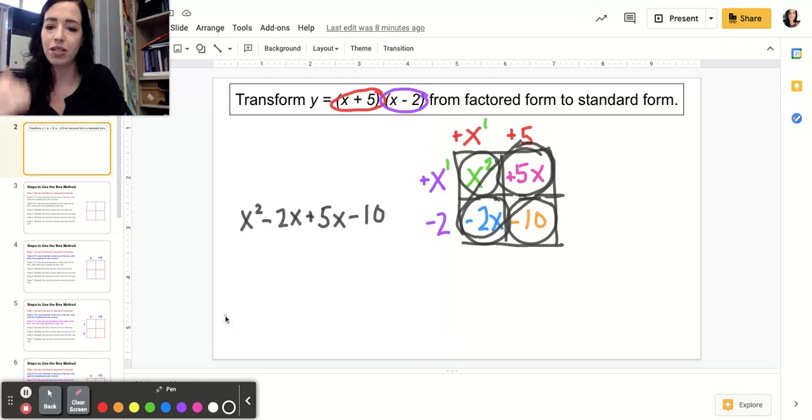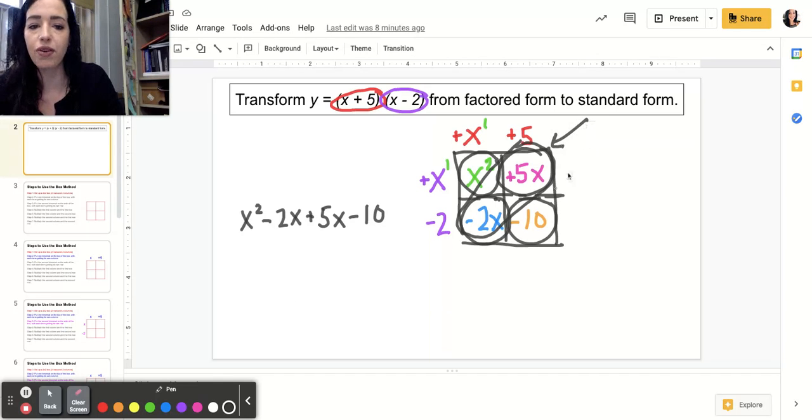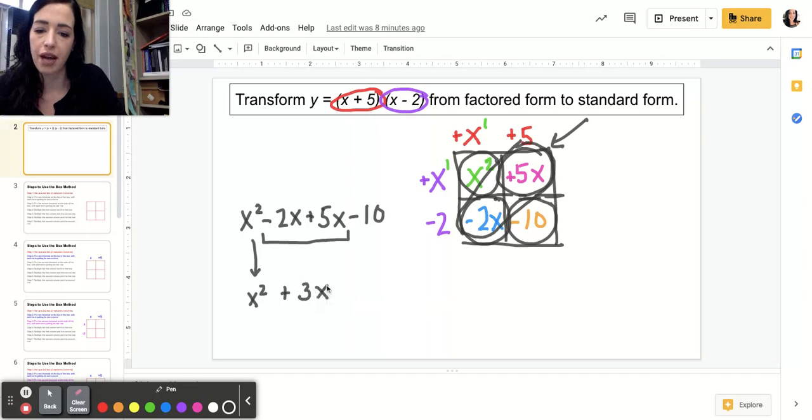Okay, we're almost done. The only thing that I need to now deal with is this diagonal. So over here, we recognized that there were like terms. Well, there are like terms right here as well. So I need to simplify this. What I'm going to do is bring down x squared. Negative 2x plus 5x is actually going to leave me with a positive 3x, because I basically did negative 2 plus 5, that gives me a positive 3. And then last but not least, I'll bring down the negative 10.